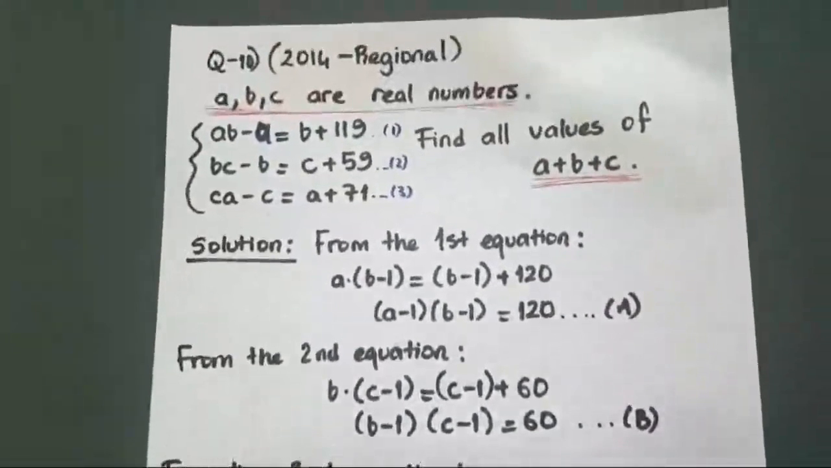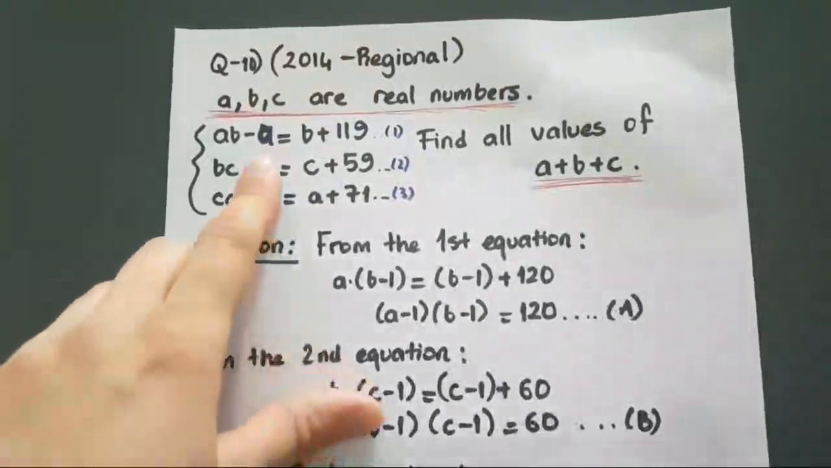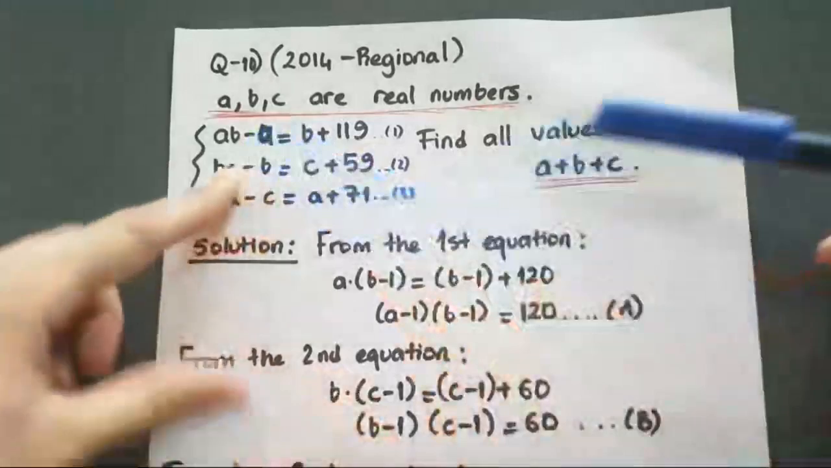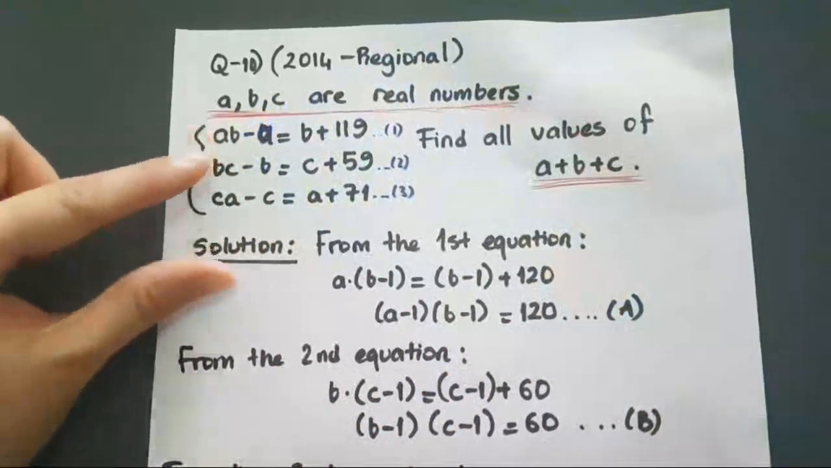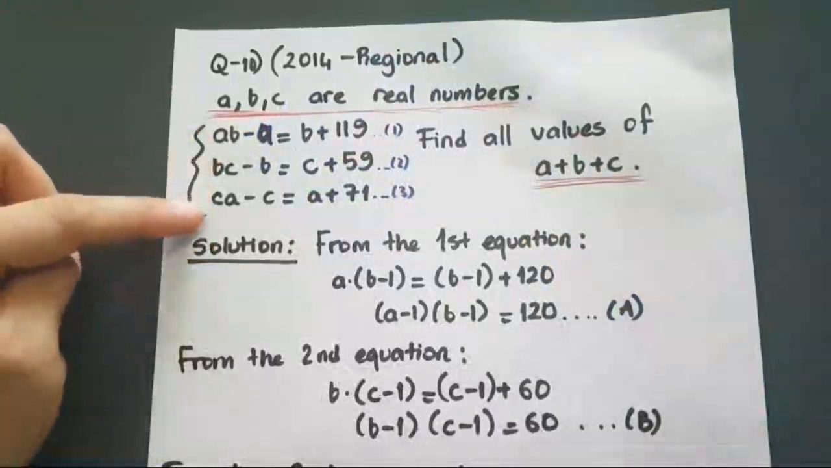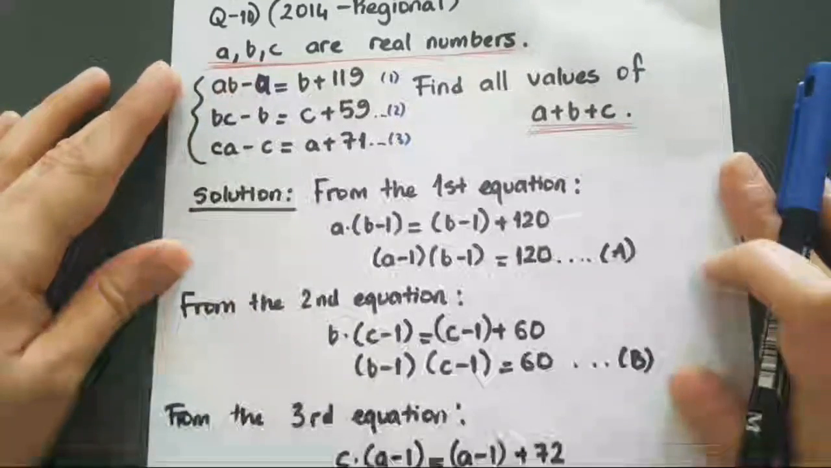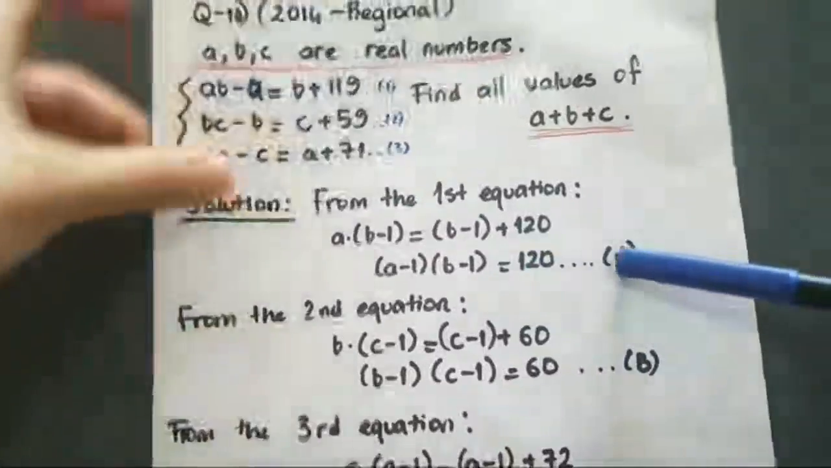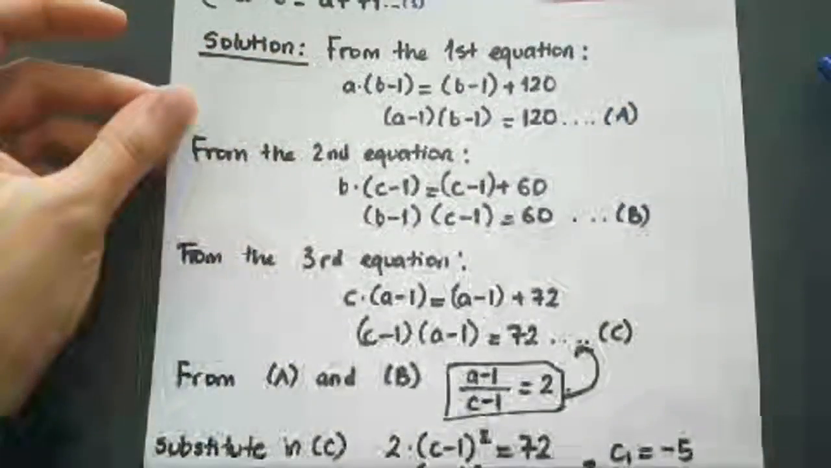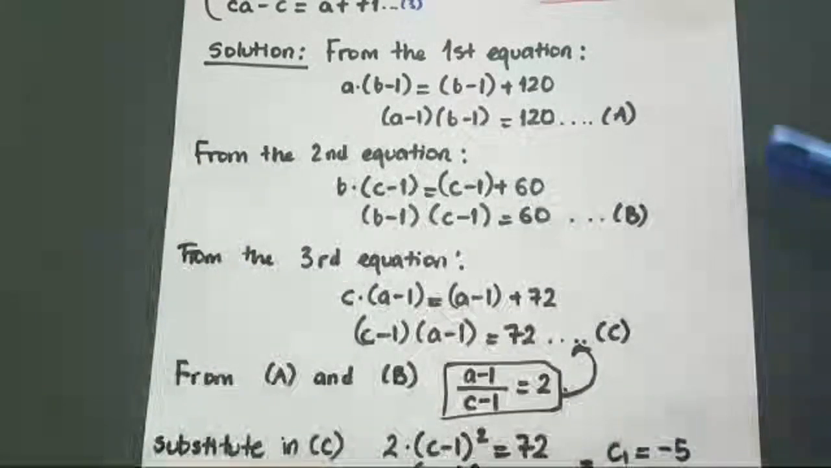This was the system. I had written B, but your friends corrected me. Thank you so much. AB − A is B + 119, BC − B is C + 59, CA − C is A + 71, and here is the solution. We changed the equations. (A − 1)(B − 1) is 120, (B − 1)(C − 1) is 60, and (C − 1)(A − 1) is 72.